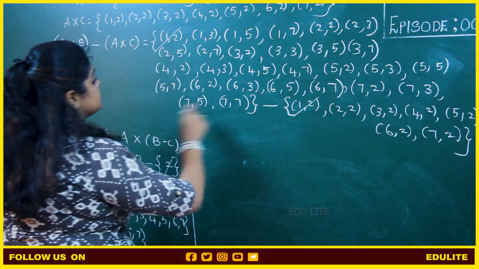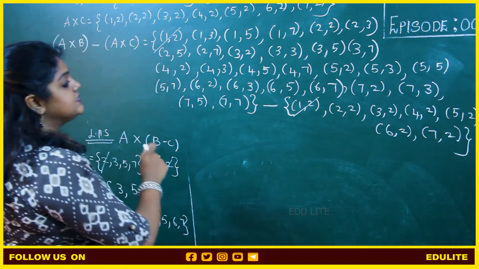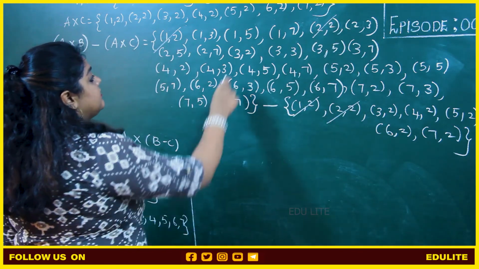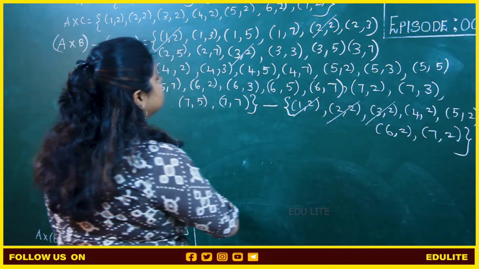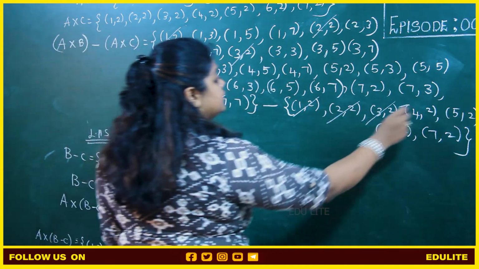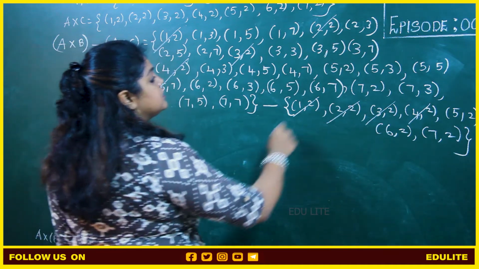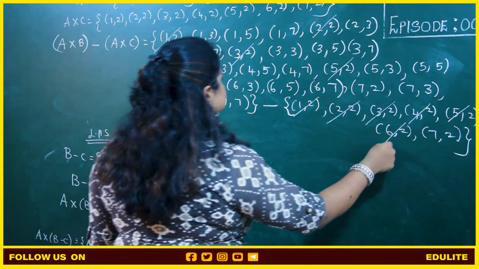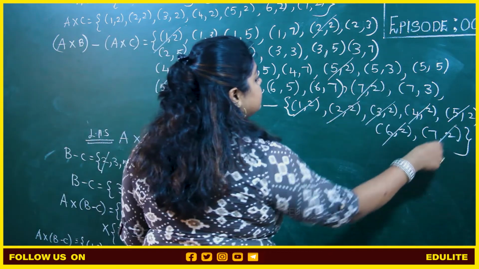(1,2) is common, so we will not use it. Then what else is common? (2,2) is common, we will not use it. Next (3,2) is common, we shouldn't use it. (4,2) is common, so we shouldn't use it. (5,2) is common, therefore we shouldn't use it. (6,2) is common, we shouldn't use it. And (7,2) is common, we shouldn't use it.